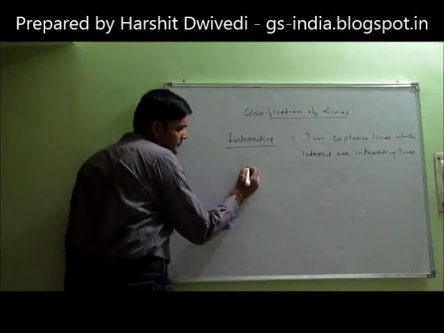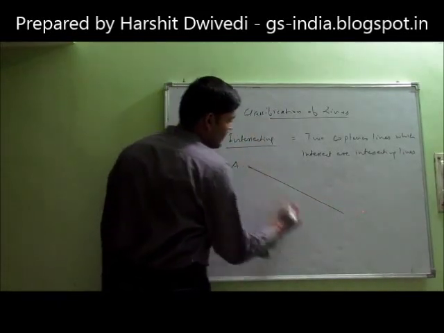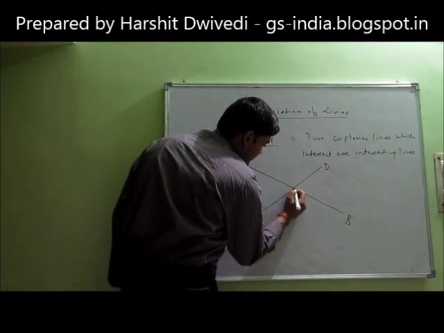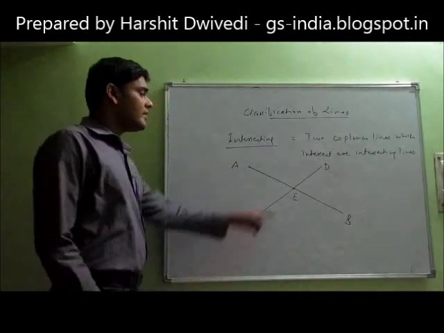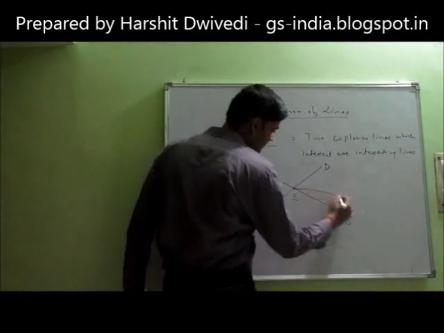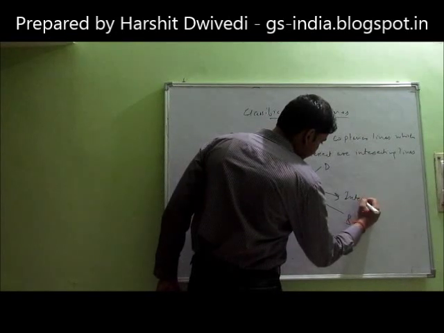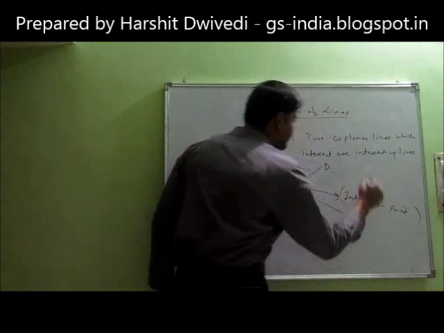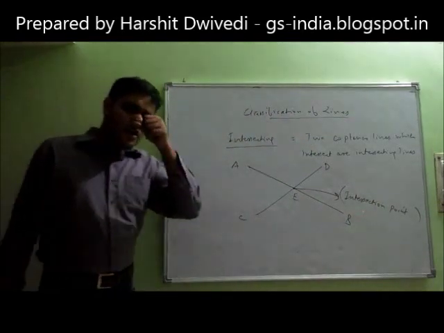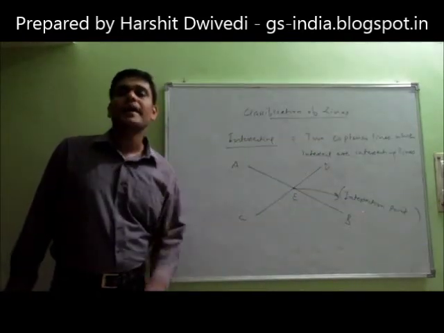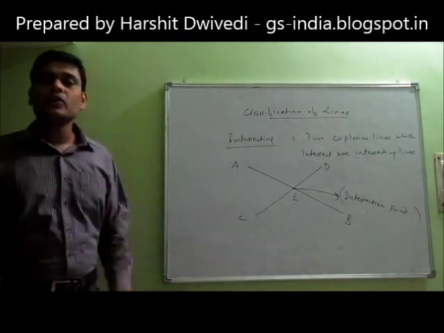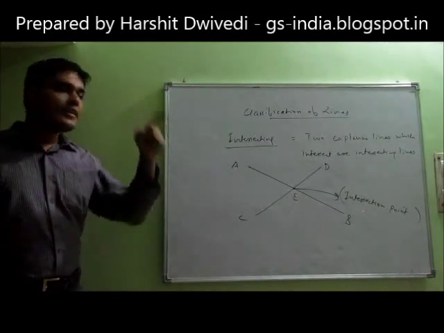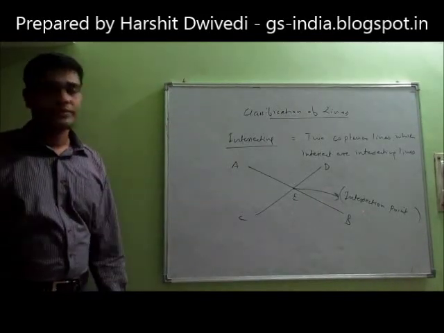Suppose a line AB, CD, and I suppose they meet at this point E. So obviously this E is the intersection point. Now obviously any of the two lines, if they are not parallel to each other, that is, the perpendicular distance between those two lines is not equal, then obviously sometime after extending they are going to meet.